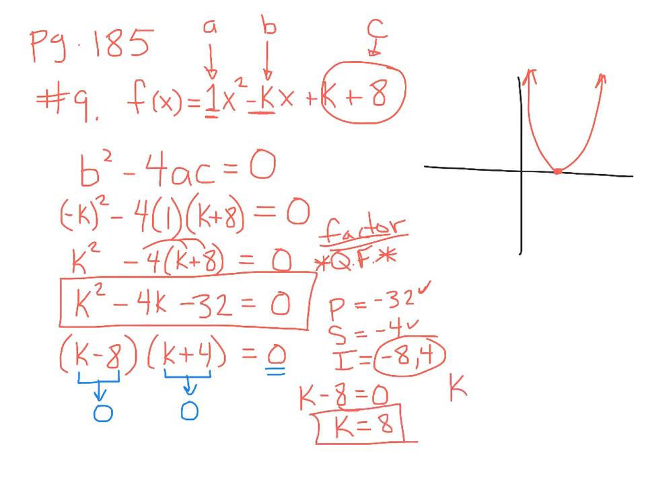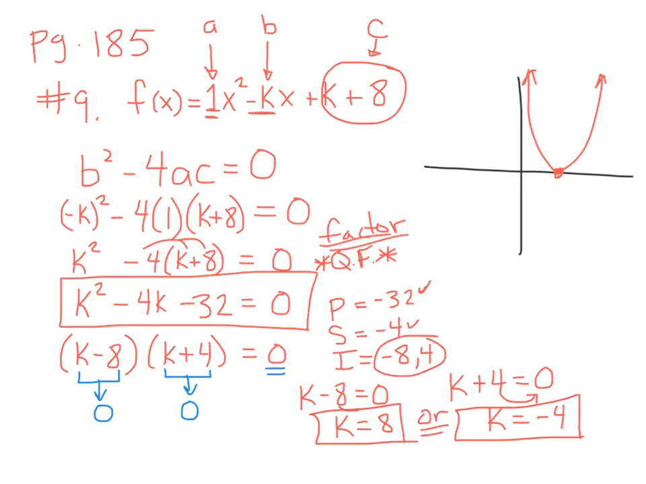From the other bracket, k plus 4, if that's equal to 0, that means k is equal to, bring the 4 to the other side, and it'll be 0 minus 4, so k is equal to negative 4. So in order for this to have only one solution, k could be either 8 or it could be negative 4.